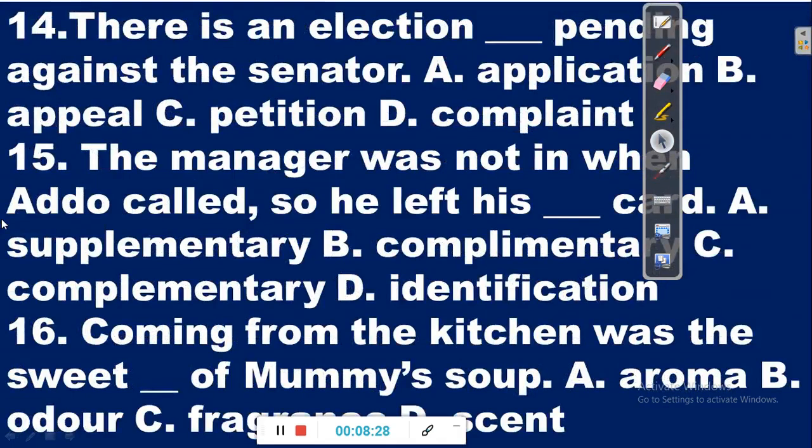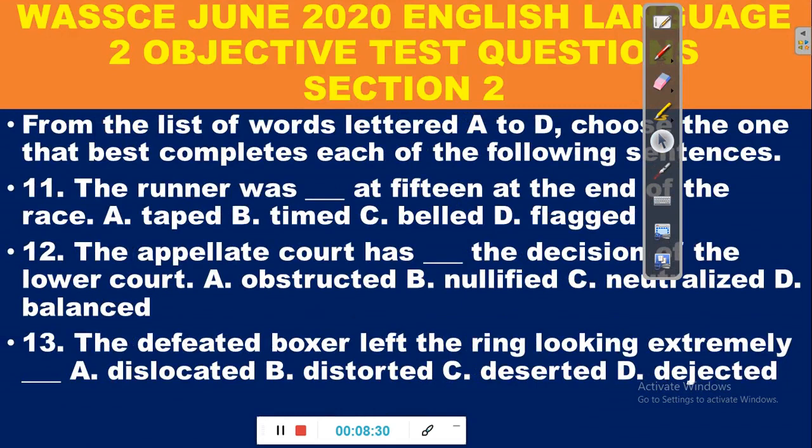Let's go back to the questions and begin to solve them using the grammatical principles as tools for solving the problems. Now, you can see the instruction: from the list of words lettered A to D, choose the one that best completes each of the following sentences. Now, question 11.